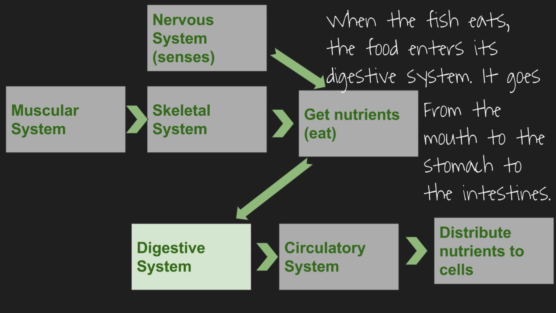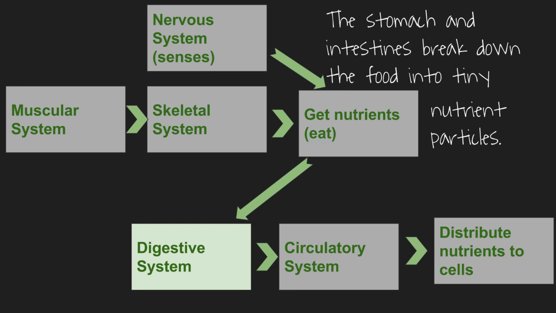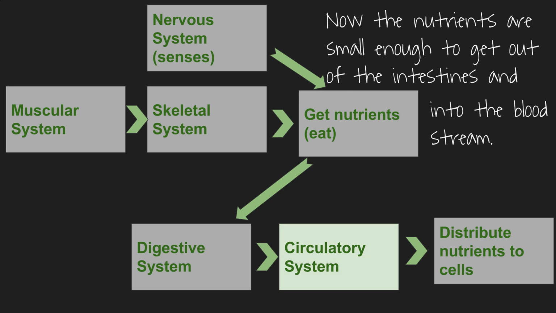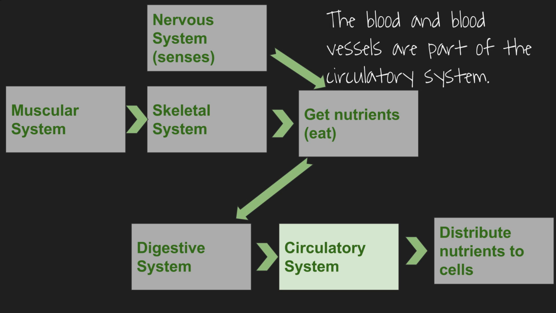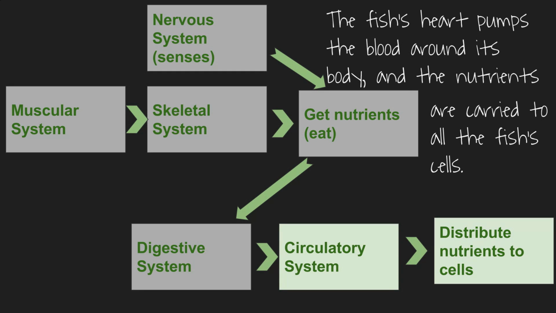When the fish eats, the food enters its digestive system. It goes from the mouth to the stomach to the intestines. The stomach and intestines break down the food into tiny nutrient particles. Now the nutrients are small enough to get out of the intestines and into the bloodstream. The blood and blood vessels are part of the circulatory system. The fish's heart pumps the blood around its body, and the nutrients are carried to all the fish's cells.